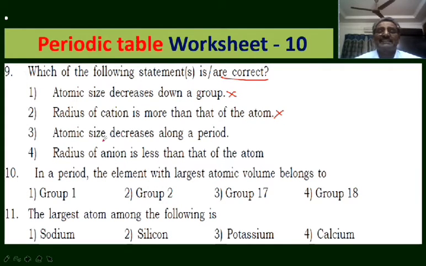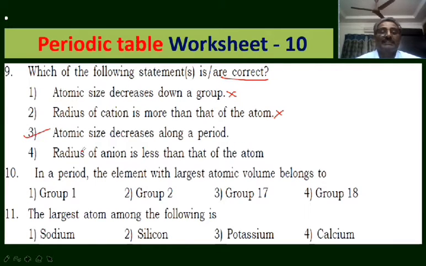Atomic size decreases along a period. When we move from left to right in a period, the size of the atom decreases. The atomic number increases, that is, nuclear charge increases, but the electron enters the same shell, that is, more or less at the same distance. That means the screening effect doesn't nullify the effect of the increased nuclear charge. As a result, the size of the atom decreases when we move from left to right in the period.